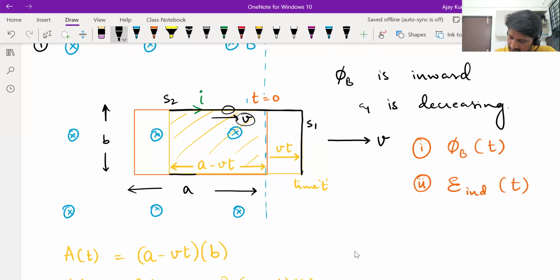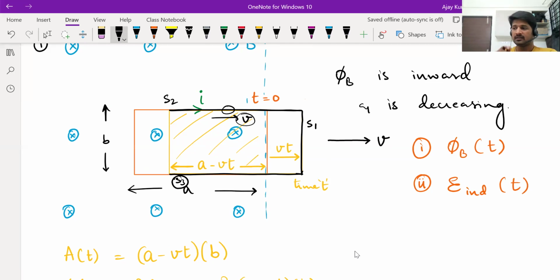Similarly, motional EMF generated by the lower side of the rectangle, let's call it S3, will also be 0 because that side of the rectangle is moving parallel to its own length. So it cannot participate in EMF generation.